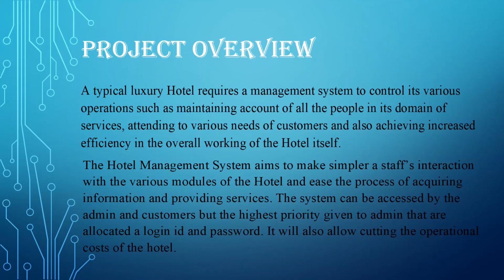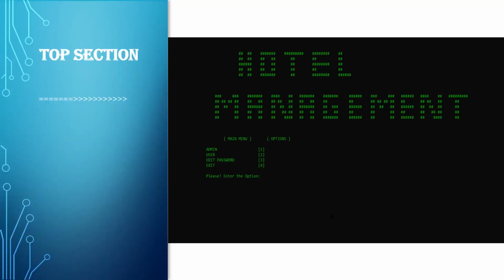We all know that whenever we go to a hotel, there are two sections. One section is for admin and another section is for the user. And we all know that higher priority will be given to the admin section, so we provide a login ID and password, apart from the user section. It will also allow cutting the operation cost of our hotel. So it is our top section. It consists of admin, user, edit password and exit. In admin, there is a section given to the admin and the other one is common to all. It is for the user. Okay.